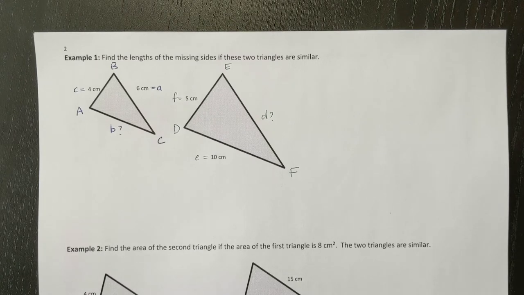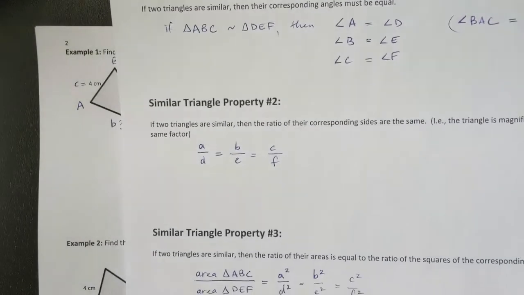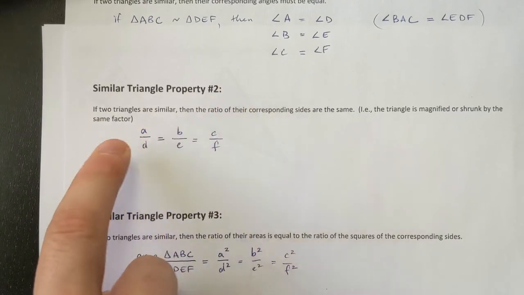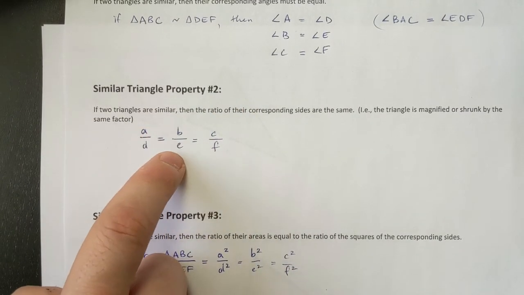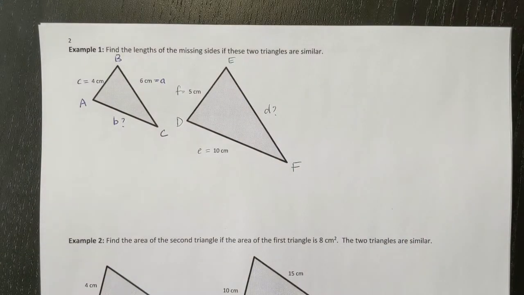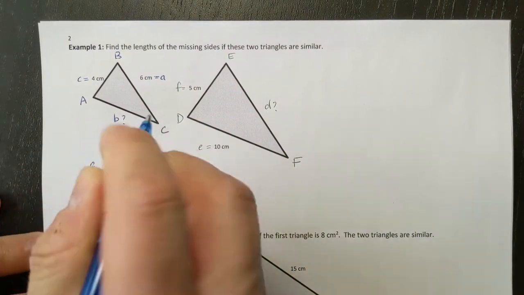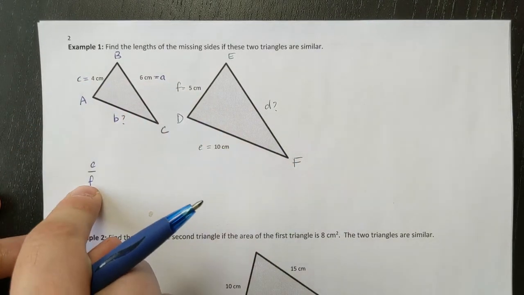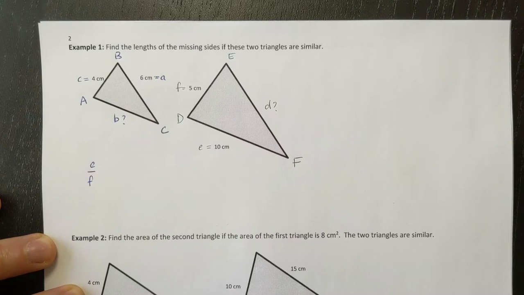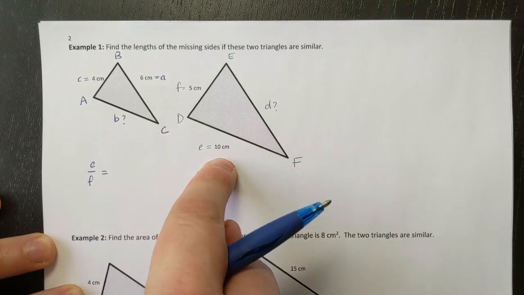Okay, for this, we are going to use one of the three properties that we learned. If we want to find missing sides, we are going to use similar triangle property 2, because I know that the ratio of sides is all the same. So A to D, B to E to C to F. So C to F, so I'll write that. I know C and I know F, so I'll start there. C to F is equal to B to E.